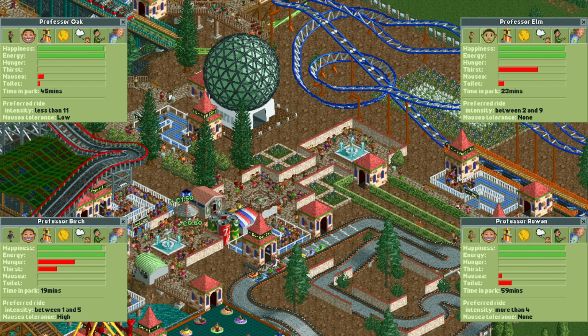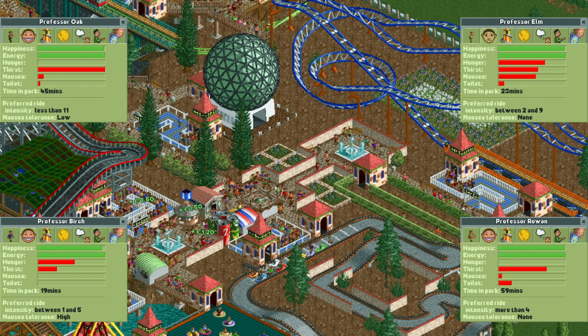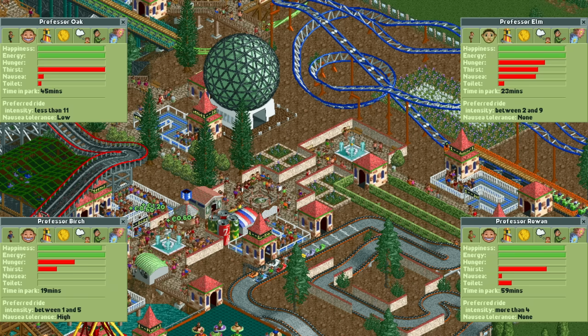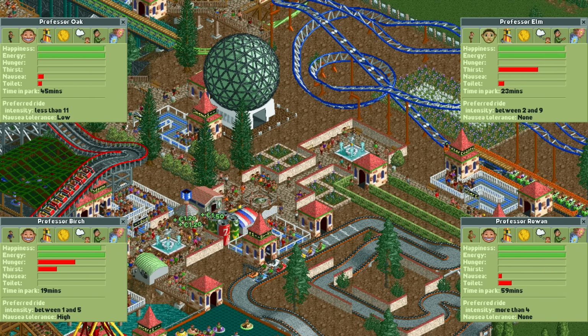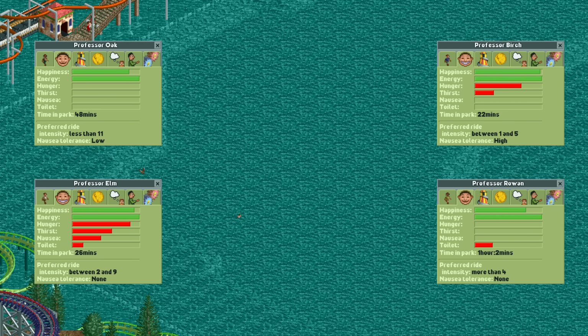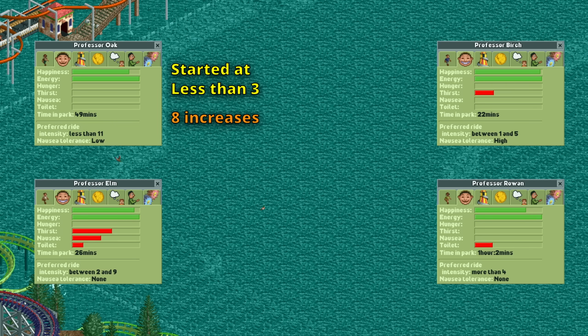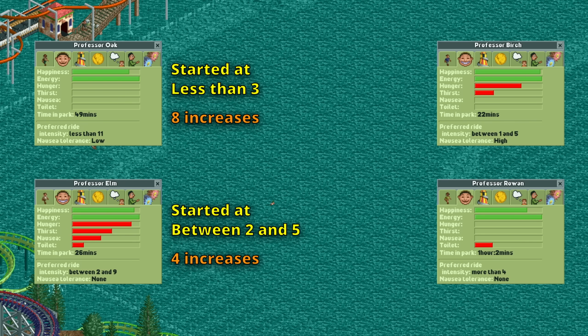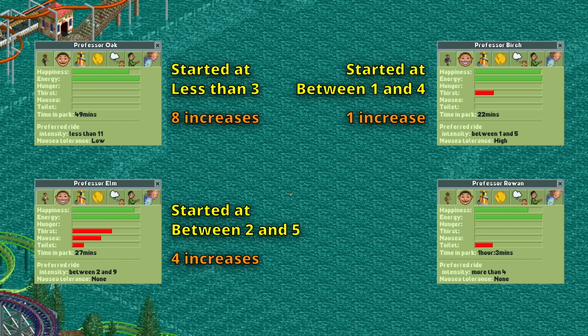These can happen because every time the guest goes on a ride, there is a certain chance that the maximum of their preferred intensity range will increase by 1. So Professor Oak, who has a preference of less than 11, started out with less than 3 and had it increase 8 times. Elm started with between 2 and 5 and has had 4 increases, Birch started with between 1 and 4 with 1 increase, and Rowan's more than 4 never changed as it already is the highest maximum possible.